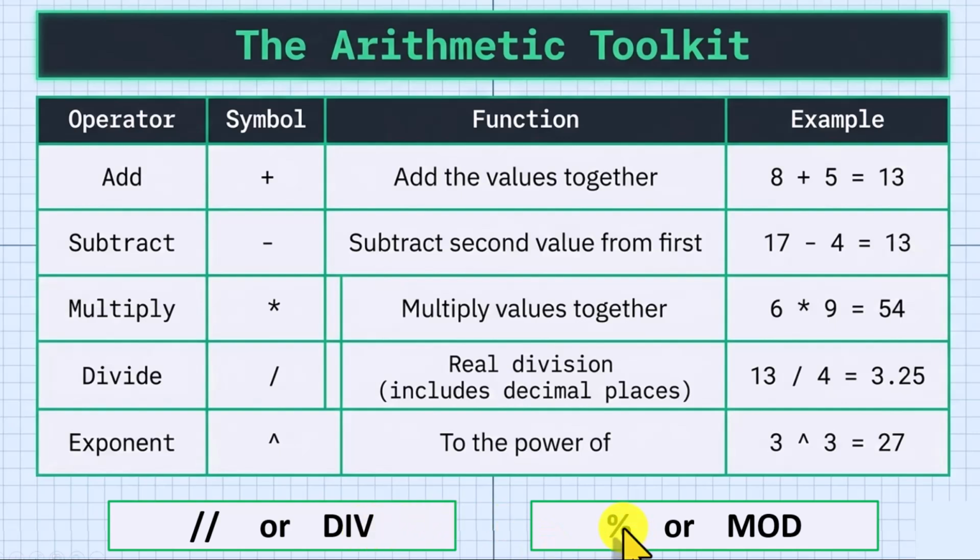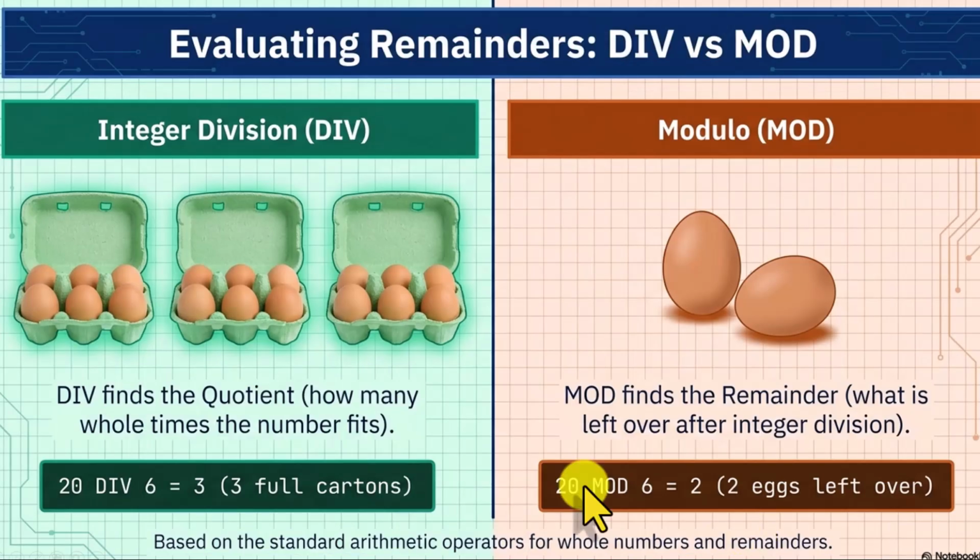And the other one that we have is known as mod. So the percentage sign or the word mod, and that is the operator for remainder. It performs a division, and simply returns the remainder of the division. See, integer division: 20 div 6 is equal to 3, although it would be 3 point something. But simply 3. So that is 3 full cartons. Div finds the quotient, how many whole times the number fits.